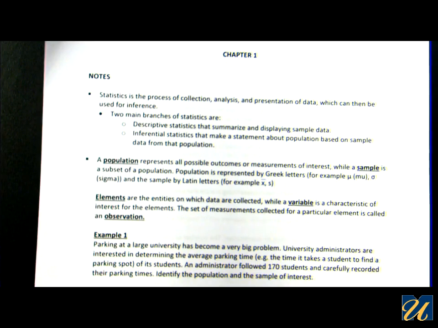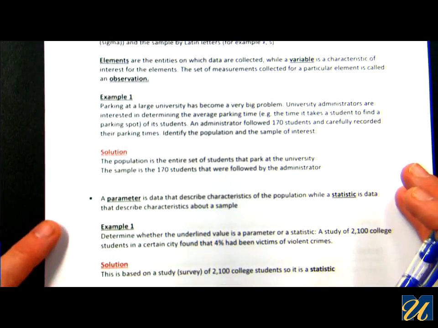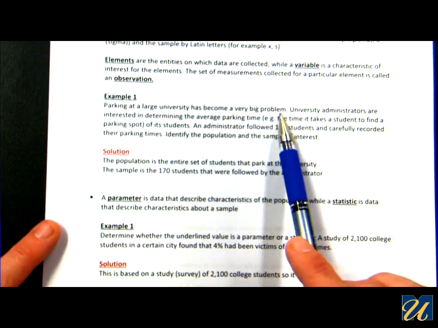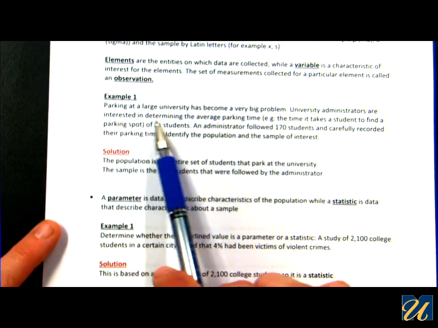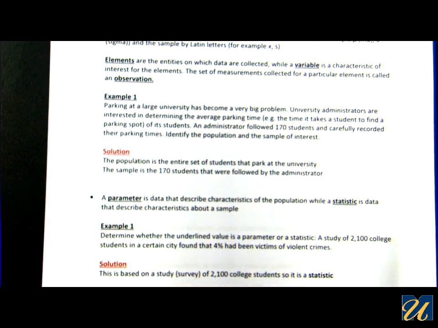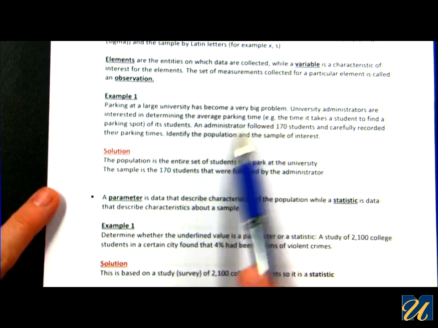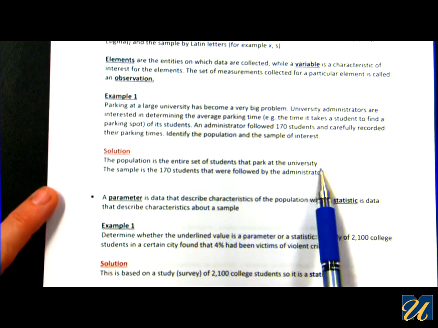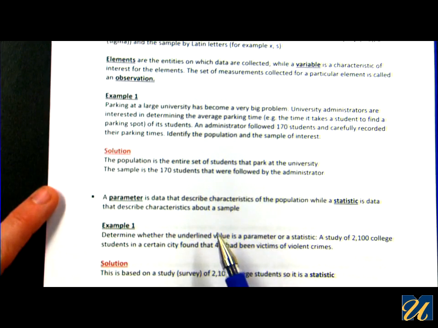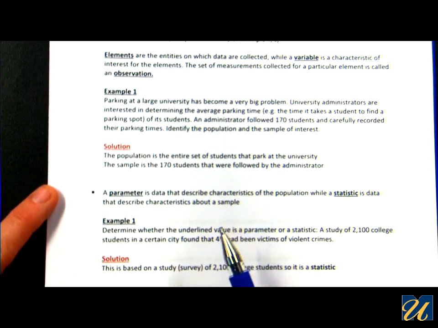So let's look at this example. Parking at a large university has become a very big problem. University administrators are interested in determining the average parking time of its students. An administrator followed 170 students and carefully recorded their parking times. Identify what is the population and what is the sample of interest. Obviously, the population will be the entire set of students that park at the university, while the sample is the information that we have collected from the 170 students followed by the administrator.